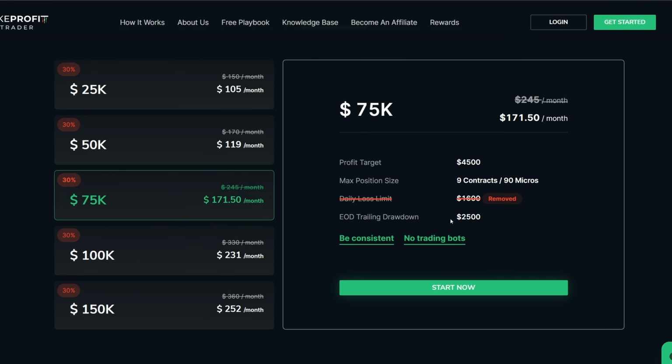The 75K account, you can see, look how much the price has jumped, right? The difference between the 25 and 50K account with the current sale going on is roughly right around $14.